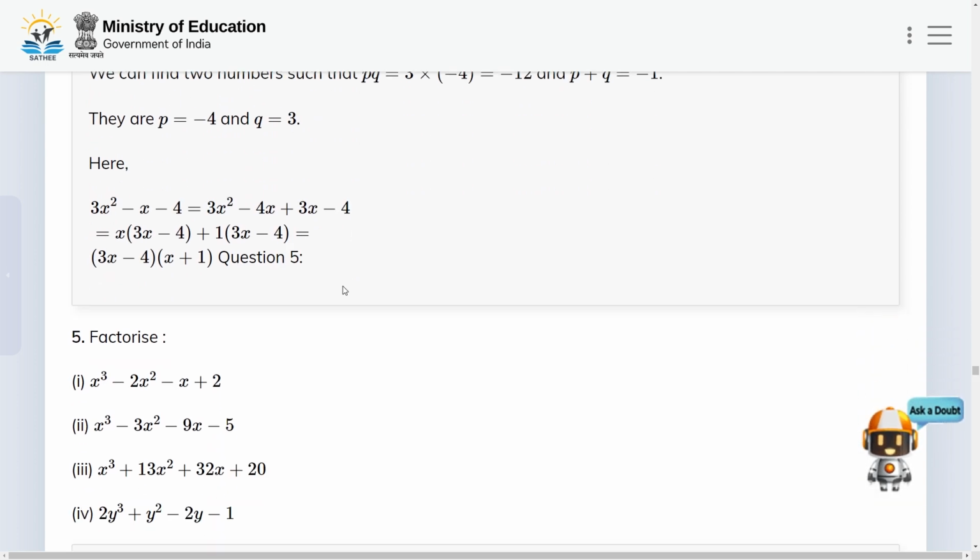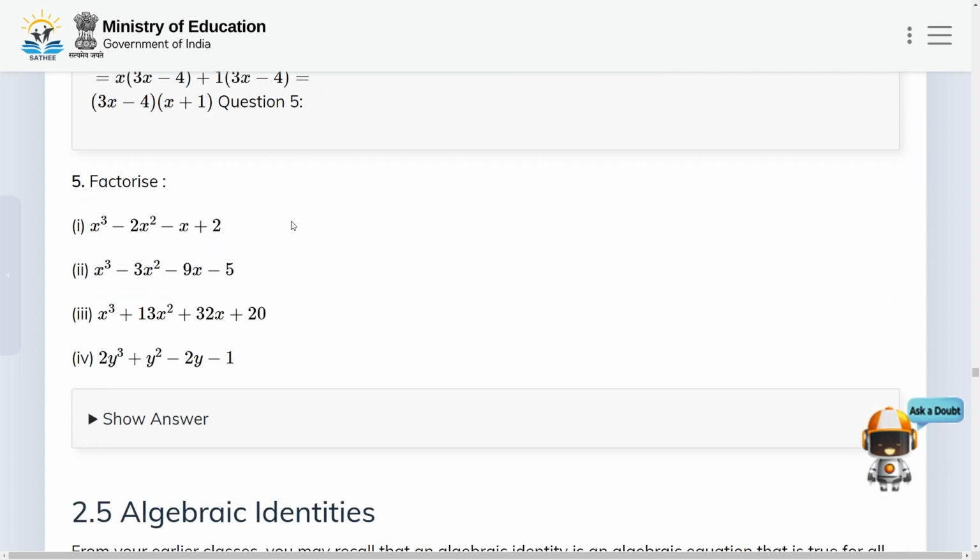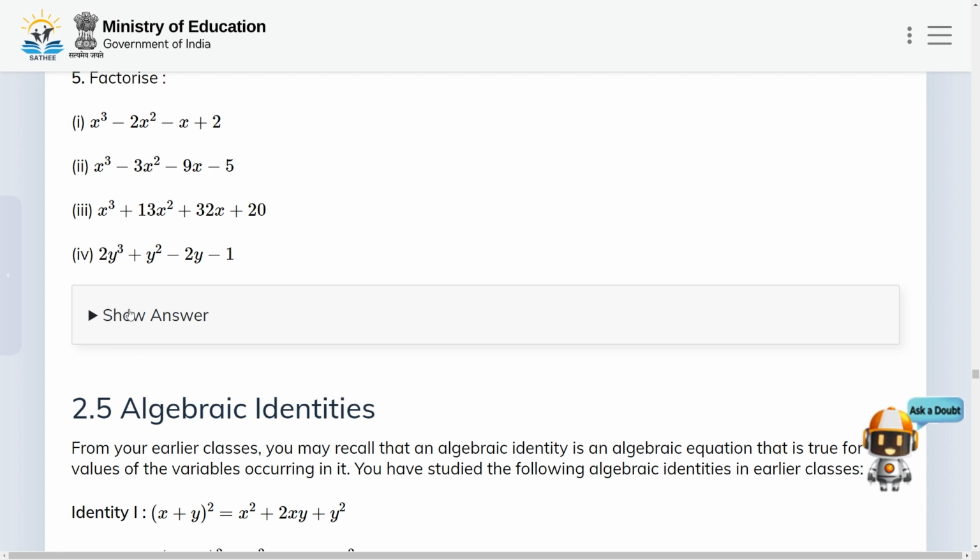So now let us move to the next problem. In the next problem, we have to factorize these polynomials. These are all cubic polynomials in the x variable, and this one is a cubic polynomial in the y variable. So let us factorize it.